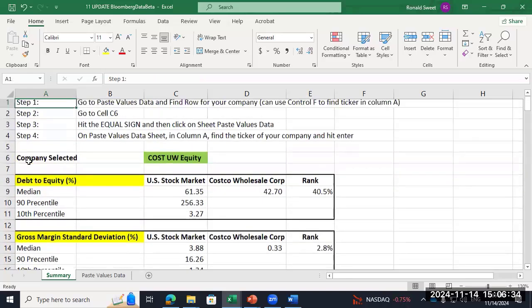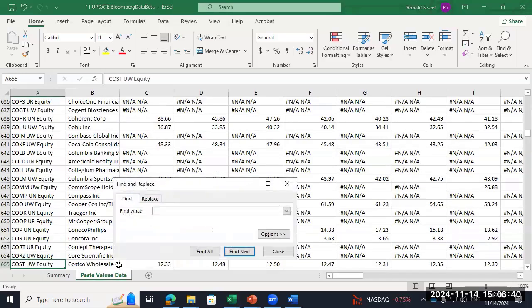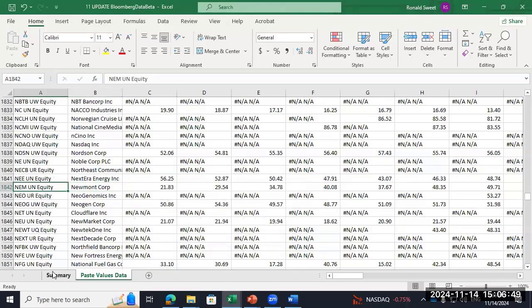All right. So we just mentioned Newmont. What you do here is you go find your company. Newmont Corp. They're on line 1842.